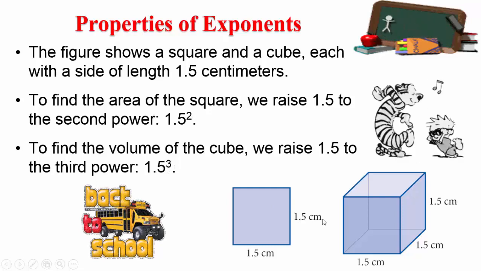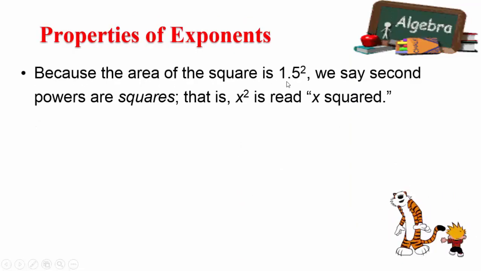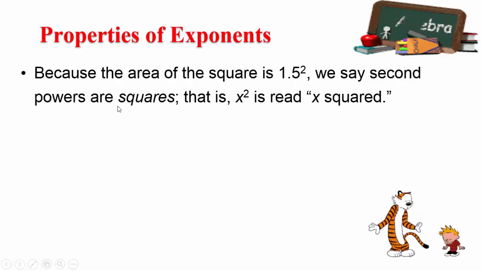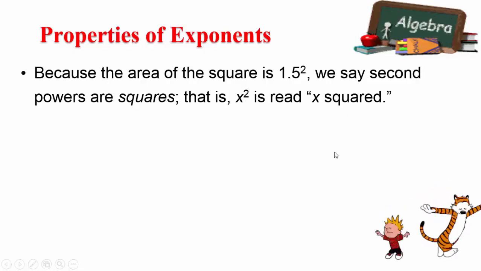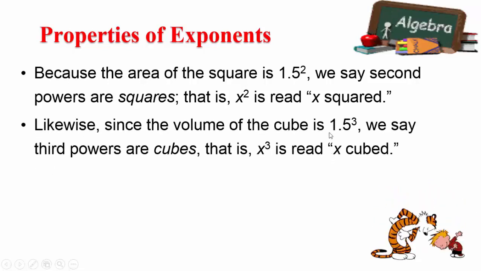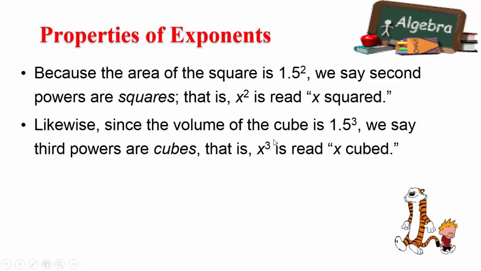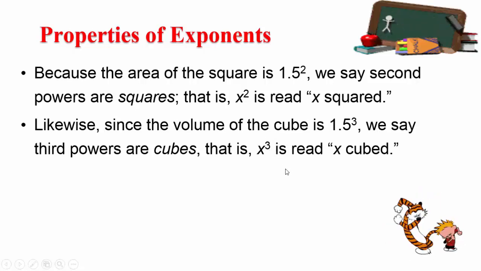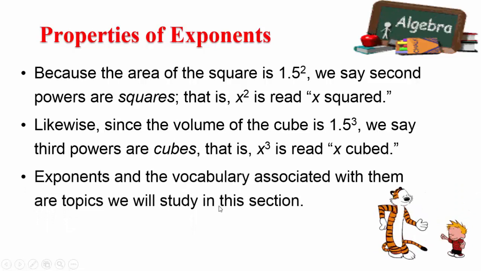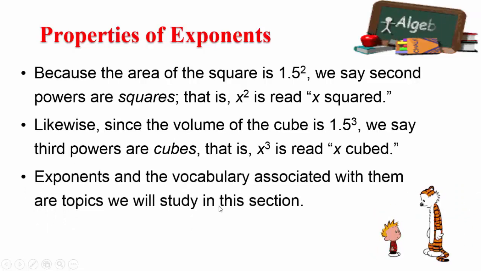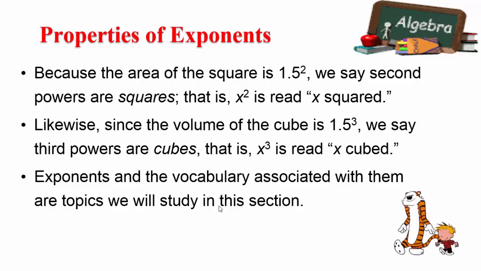power, or cubed. So because the area of the square is 1.5 squared, we say that anything to the second power is x squared. And similarly, for our cube, we say things are cubed if x is to the third power, and we call that x cubed. So exponents and the vocabulary associated with them are topics that we will study in this section.